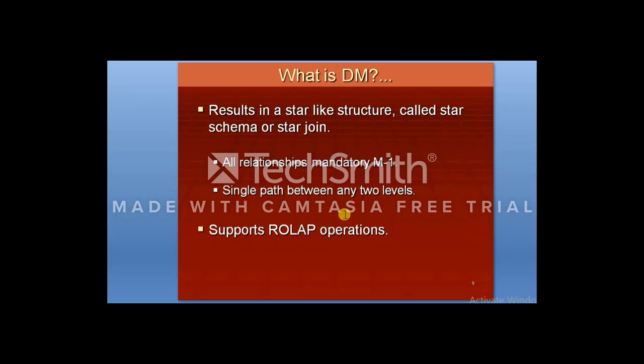So again, what is dimensional modeling? When we have a fact table at the center of the schema and the dimensions at the corners of the schema, the structure will be like a star. In a star structure, at the corners we will have dimensions, at the center we will have a fact table, and the relationship between the dimension and a fact table is a one to many relationship.